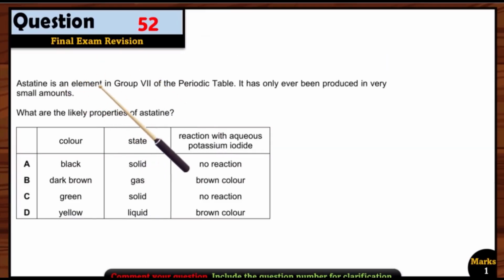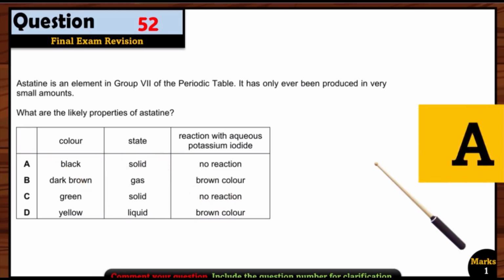Question 52. Astatine is an element in group 7 of the periodic table. It has only ever been produced in very small amounts. What are the likely properties of astatine? So the color. What should be the color of the astatine? Of course, the color should get darker, right? So the color can be black or dark brown. If you remember, above astatine we have iodine, and iodine has a grayish black color. So that's why option A will be the right option here. And the state, of course, iodine has a solid state. So astatine, of course, is below. So it will also be solid. So A is the right option here.